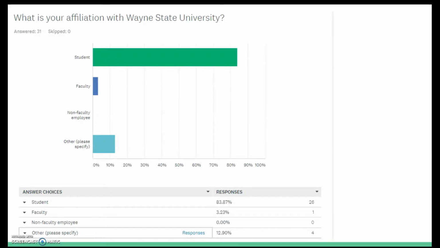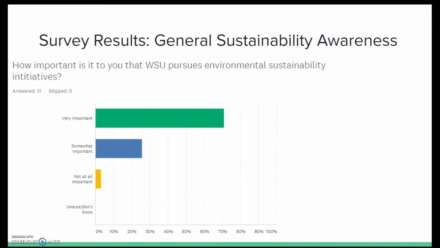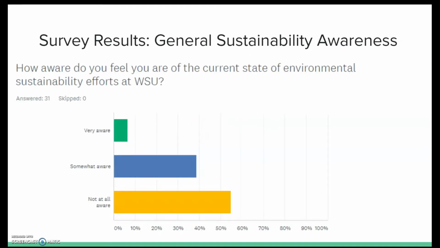It was mostly current Wayne State students. We had 31 responses, of which 26 were current students, 1 faculty, and the rest former students or alumni. While this is a small sample size, we can see some trends emerging that I think are useful. This shows that there is a lot of interest among the population pertaining to sustainability initiatives. However, this question shows that there is not a lot of engagement with that interest. So there is untapped potential there for Wayne State to get more traction for sustainability.